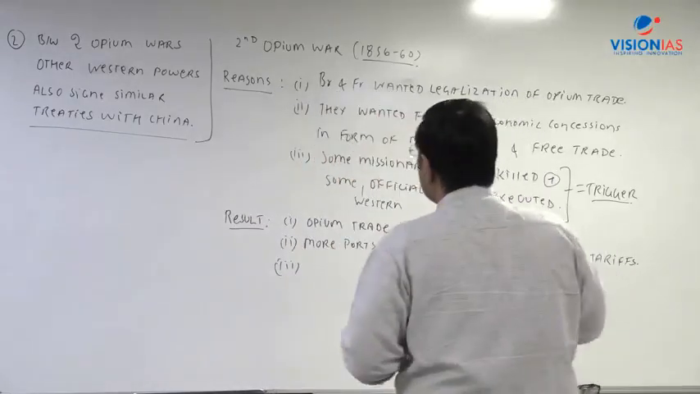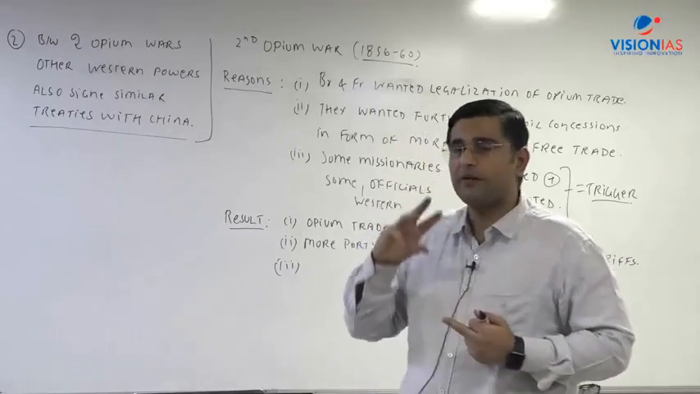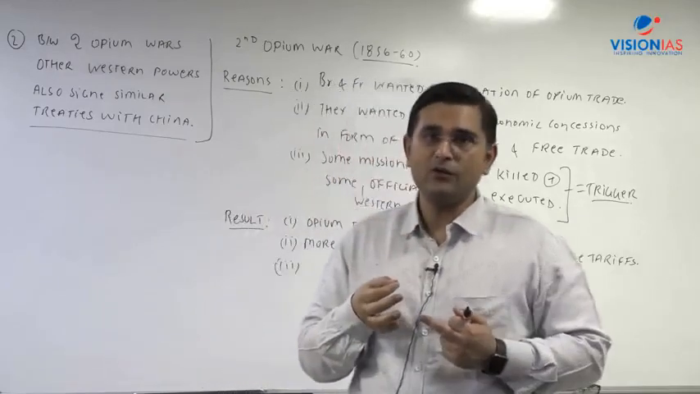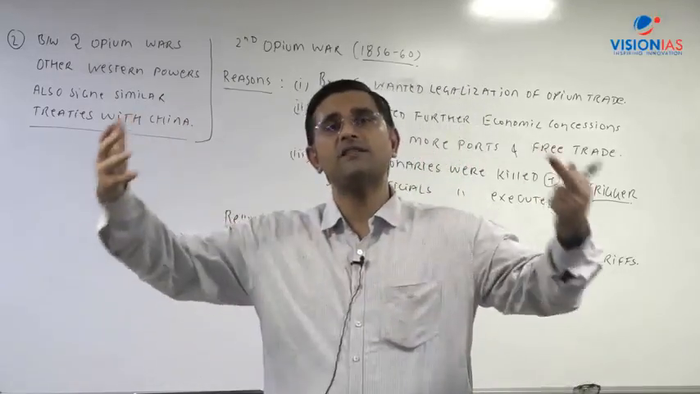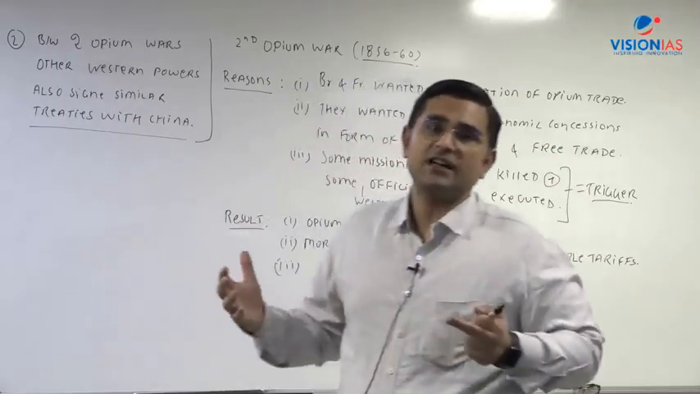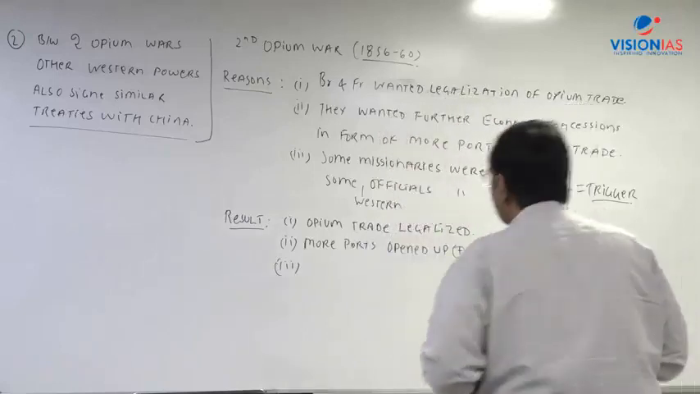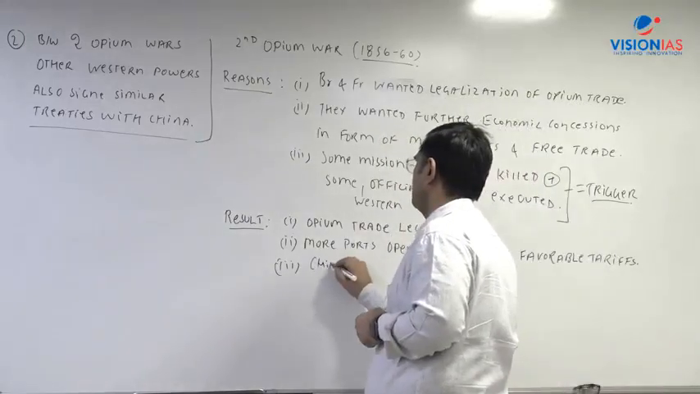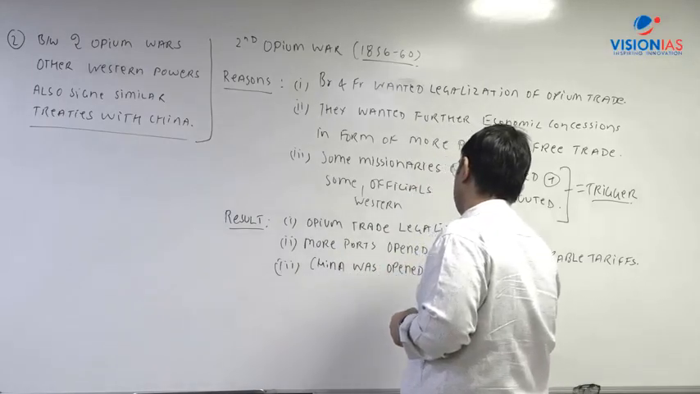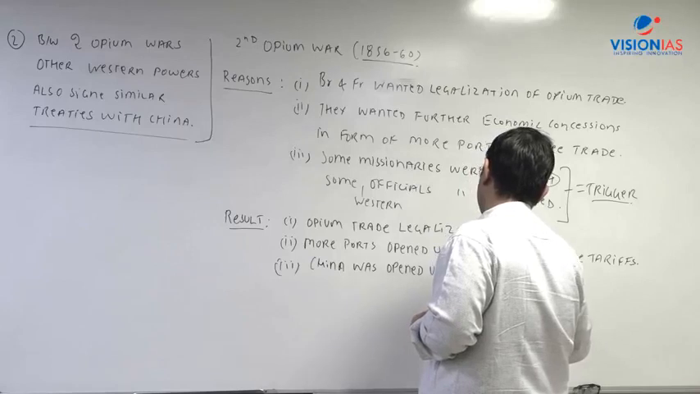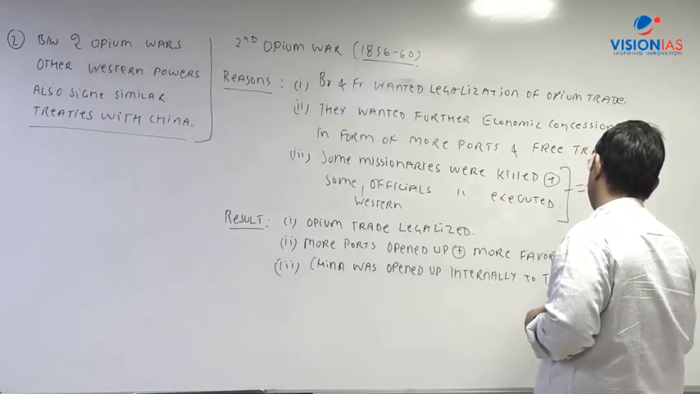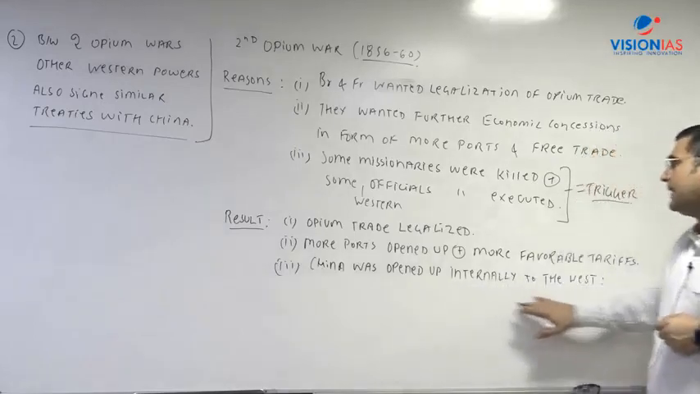So therefore, China was opened up externally. You can think of it like this: in the first Opium War, China was opened up externally, and in the second Opium War, China was further opened up externally, plus it was opened up internally. That is, now the Westerners will start entering inside of China. So let us see how. China was opened up internally to the West.